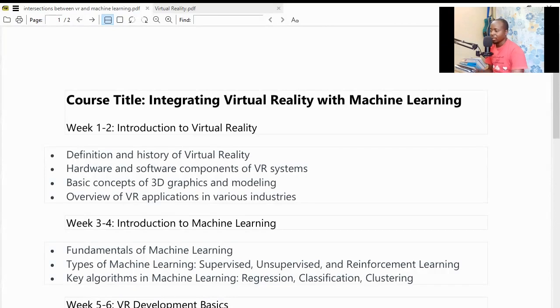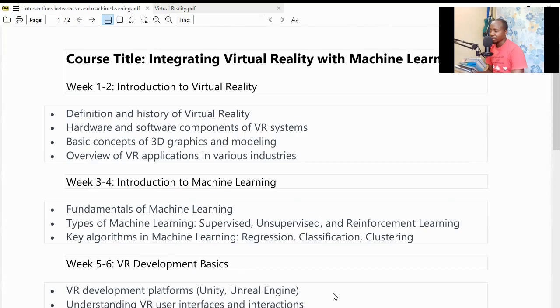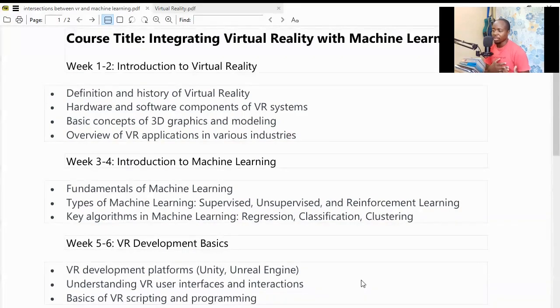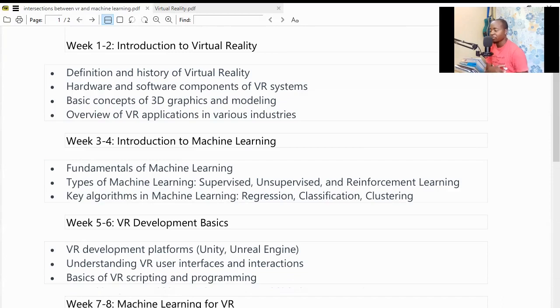Then we are going to look at virtual reality development basics. Under this, we are going to look at virtual reality development platforms such as Unity and Unreal Engine. We're going to look at the understanding behind virtual reality user interfaces and how interaction is meant to happen and how it should be executed. Then we are going to look at the basics of virtual reality scripting and programming. Then we are going to look at machine learning for virtual reality.